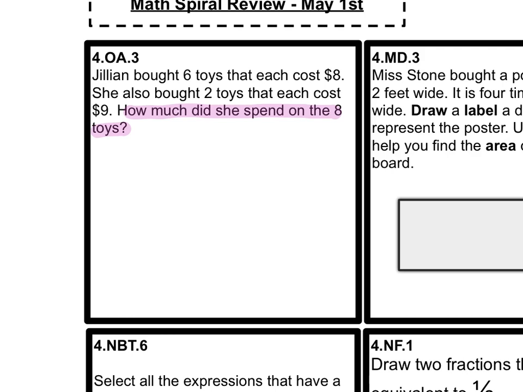So when I look at this problem, I first see that she has 6 toys that are each $8. And then she also bought 2 toys that cost $9. So my first step, I'm going to do 6 times $8 to find out how much she spent on those toys. And then I'm going to add up how much she spent on the 2 toys, which were $9 a piece. So I'm putting them into the parentheses to show they're separate things.